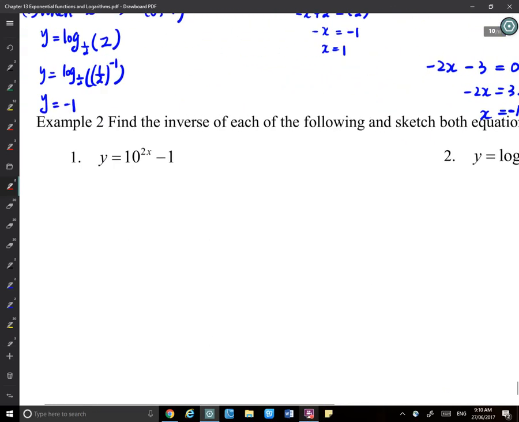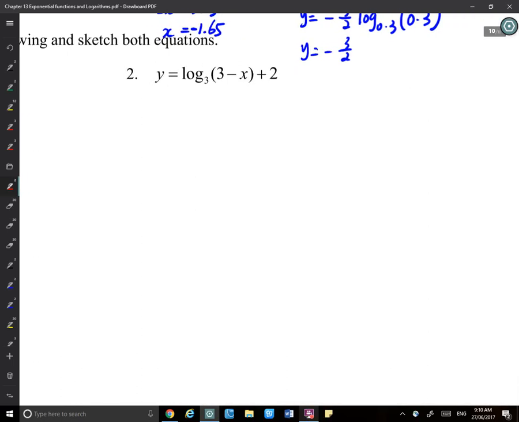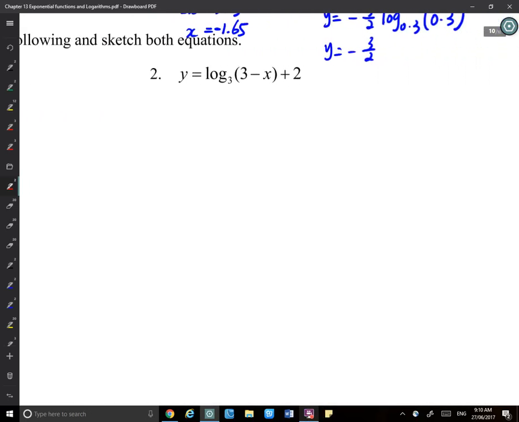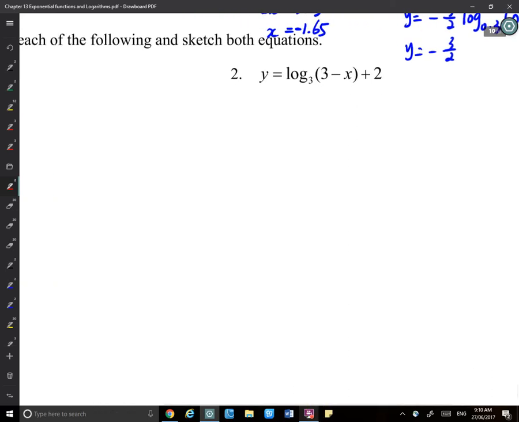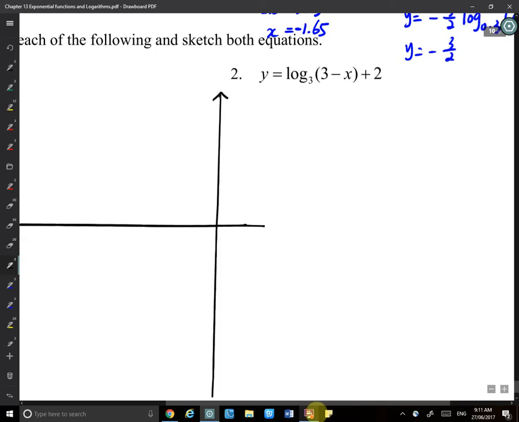So let's have a think. The following 2 questions, I will just do one with you. You can do the first one. It's exactly the same. I want to find the inverse of each of the following and sketch both functions. First, let's sketch this function on the graph. So we have log 3 of (3 minus x), plus 3. Try to draw it to scale.